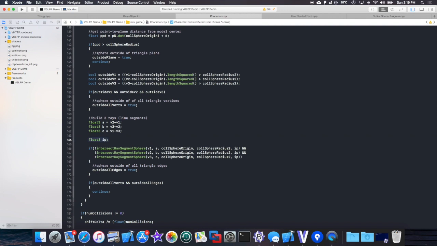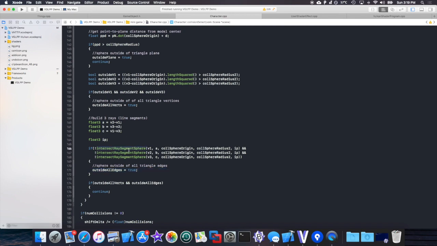We declare a variable called intersection point, which we don't use, and then we call this mysterious function that seems to do all the work for us, called intersect ray segment sphere. It answers the question: given a vertex and a ray that emanates from it, and our sphere origin and our squared radius, does this ray segment or edge intersect the sphere? And if all three of these don't, then we know we are outside all edges.